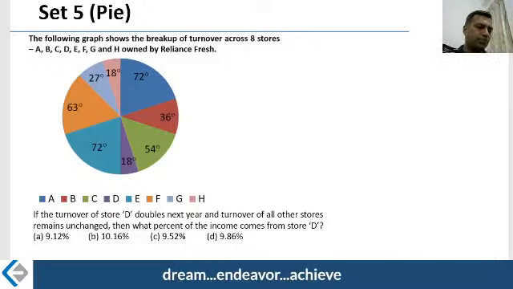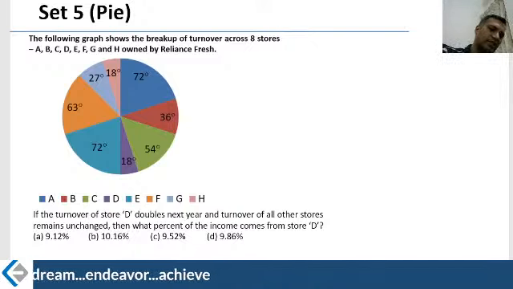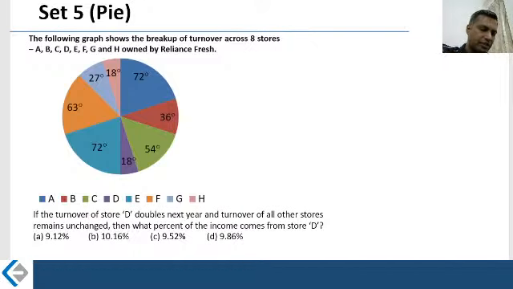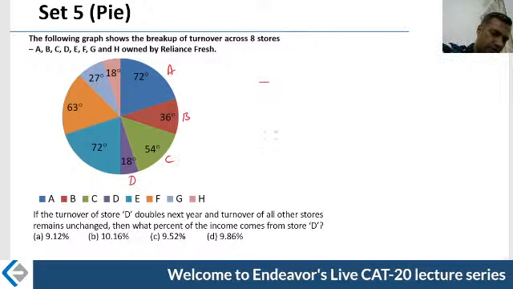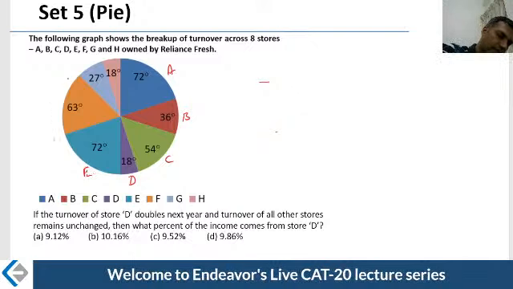Did it? Good. All right. Now, what is he saying? He's saying that the following graph shows the breakup of turnover across stores of a Reliance Fresh. That seems to be about 8 stores here: A, B, C, D, E, F, G. This is store A, this is B, this is C, D, E, etcetera. These are the stores. Fair enough.